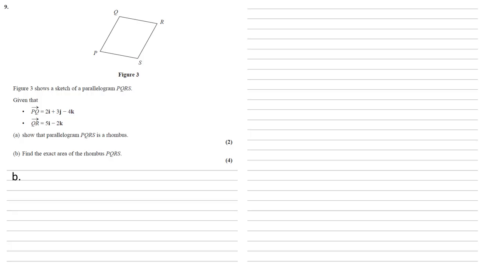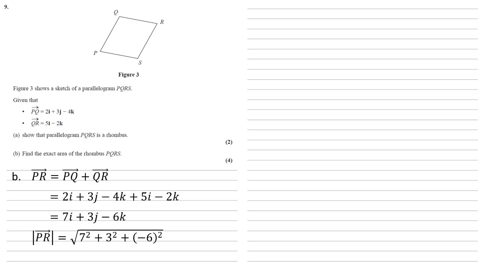So start off with the easy one, the magnitude of PR. So PR is PQ plus QR. We know what both of those are. So adding 2i plus 3j minus 4k to 5i minus 2k, we get 7i plus 3j minus 6k. So the magnitude of PR is the square root of 7 squared plus 3 squared plus negative 6 squared, which is root 94.